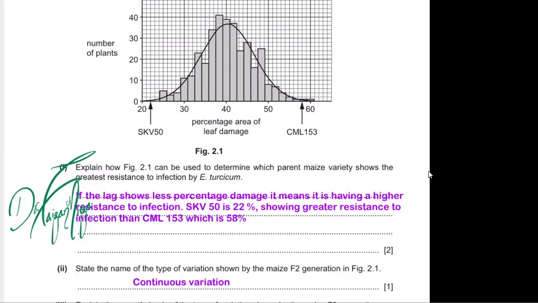SKB50. So where did we pick it? This is SKB50. It is showing only 22%, showing greater resistance to infection than CML 153, which is 58%. So where did we get these things? We are getting these things from these points only, and we accordingly compute them in our answer. Okay.